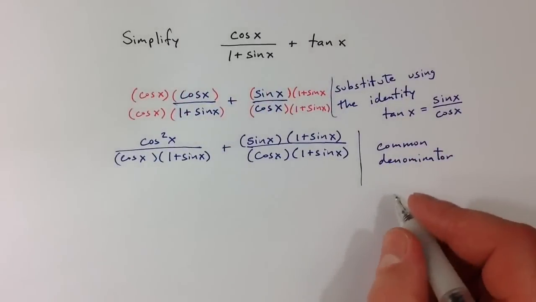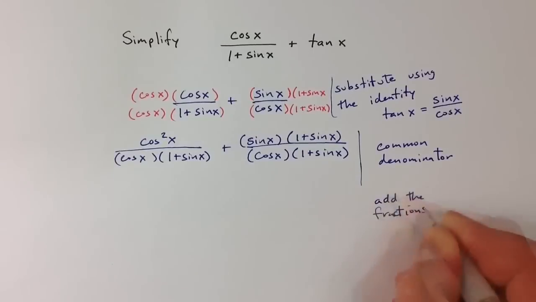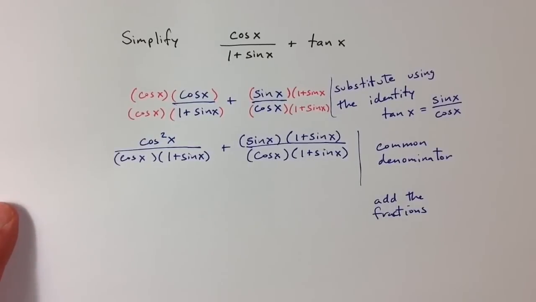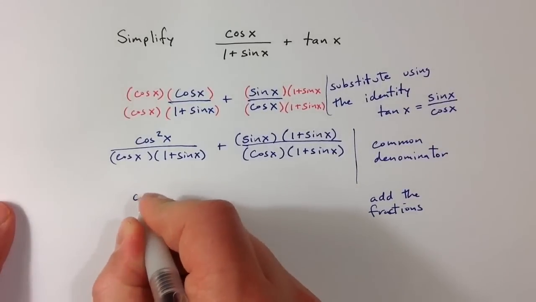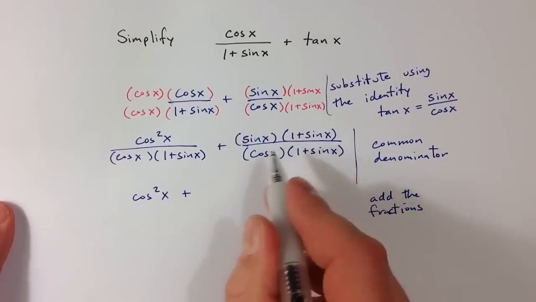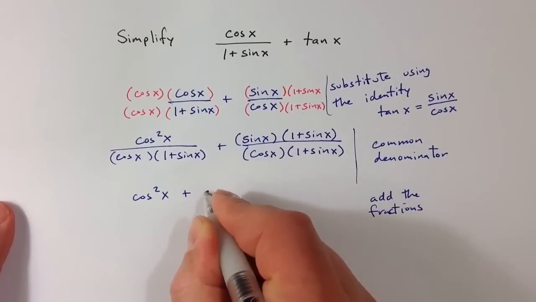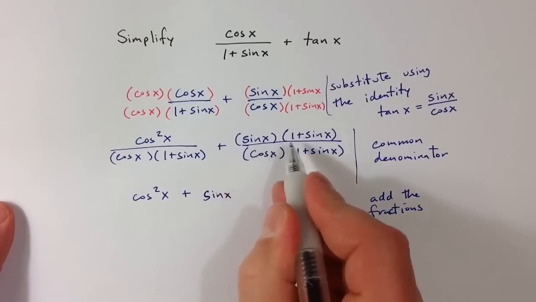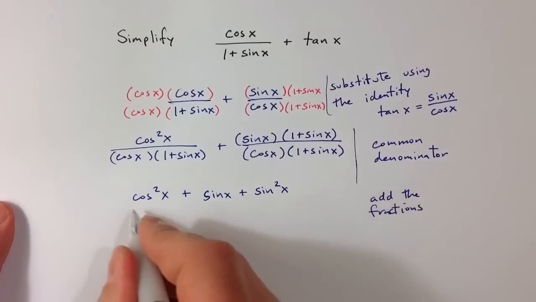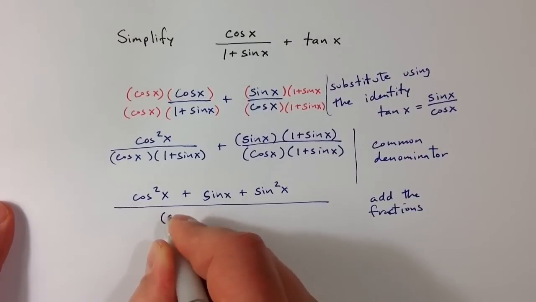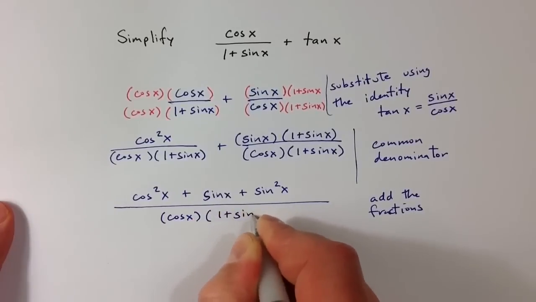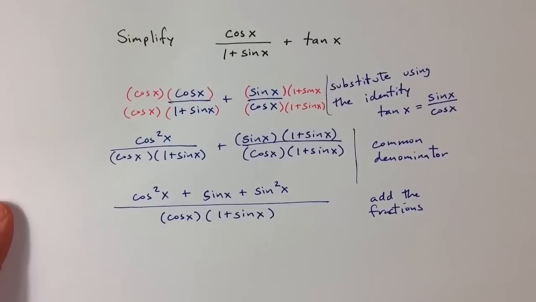Well, next let's add the fractions. So adding fractions, adding rational expressions like this, I want to add the numerators together. And so I have cosine squared x plus, well, over here as I add it, let me multiply it out. So I have sine of x times 1 plus sine of x times sine of x, so that's sine squared of x. All of that is over cosine of x times 1 plus sine of x. So at this point, let's think about what we can do.